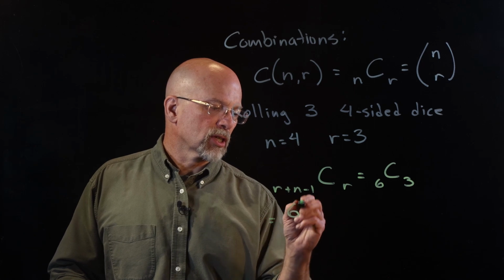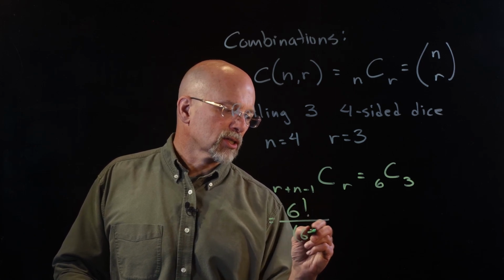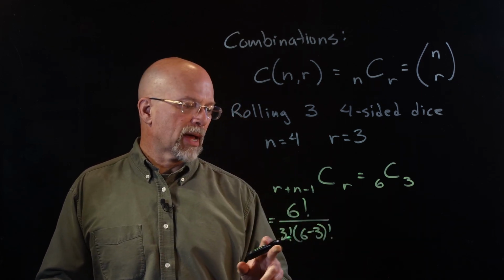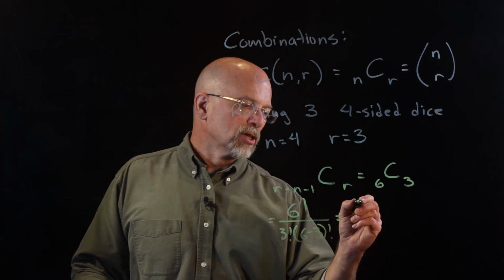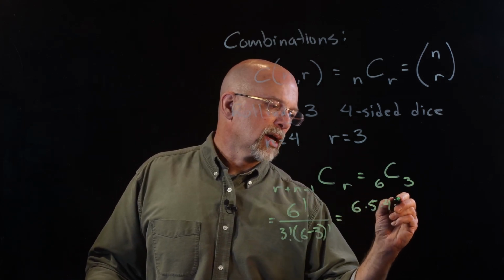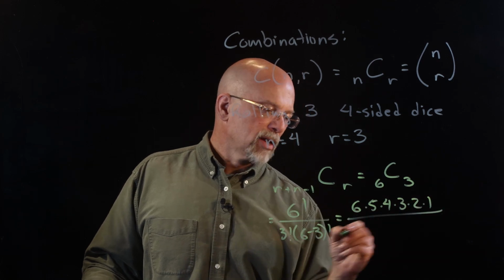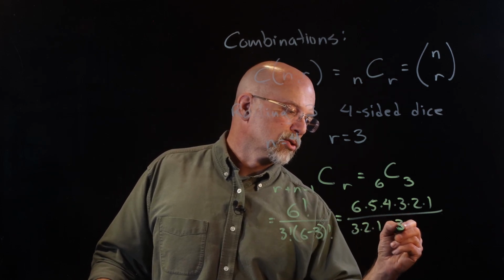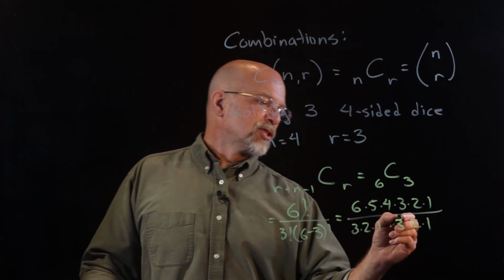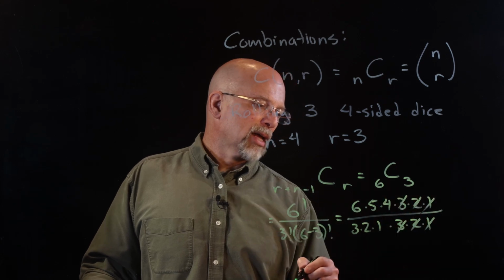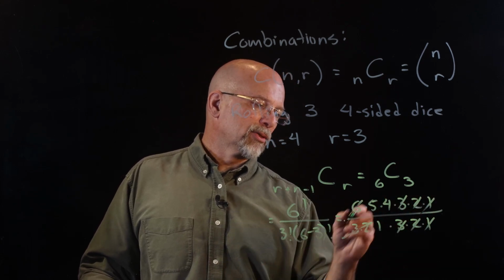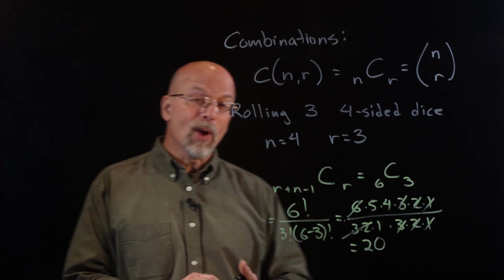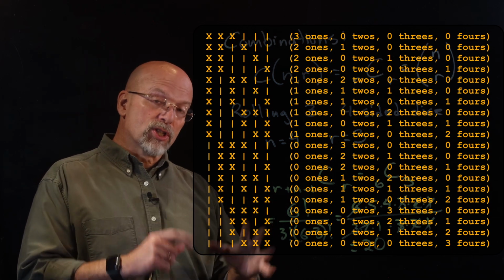6 choose 3 is just 6 factorial divided by 6 minus 3 factorial, right? And then we pull out the orders by dividing also by 3 factorial. So this becomes 6 times 5 times 4 times 3 times 2 times 1 divided by 3 times 2 times 1. And then 6 minus 3 is also 3, so it's 3 times 2 times 1 again. And so our 3, 2, 1, those cancel out there. Our 3 and our 2 together cancel out the 6, and we're left with just 5 times 4, which is 20. So there are 20 ways that rolling 3 four-sided dice could come up.